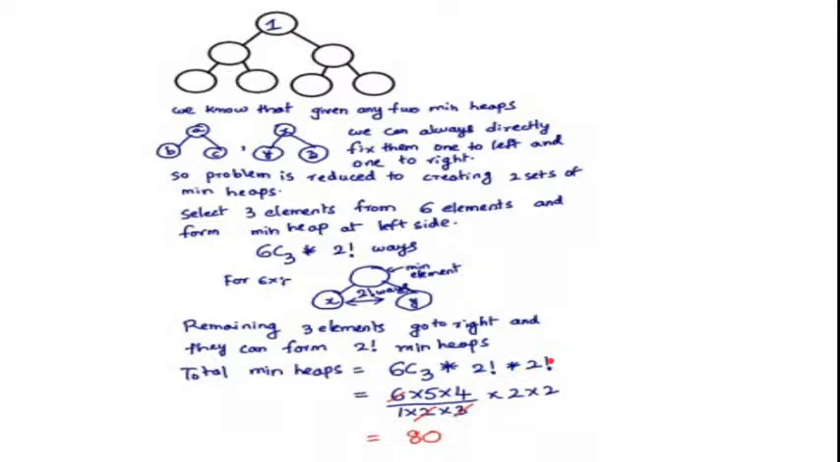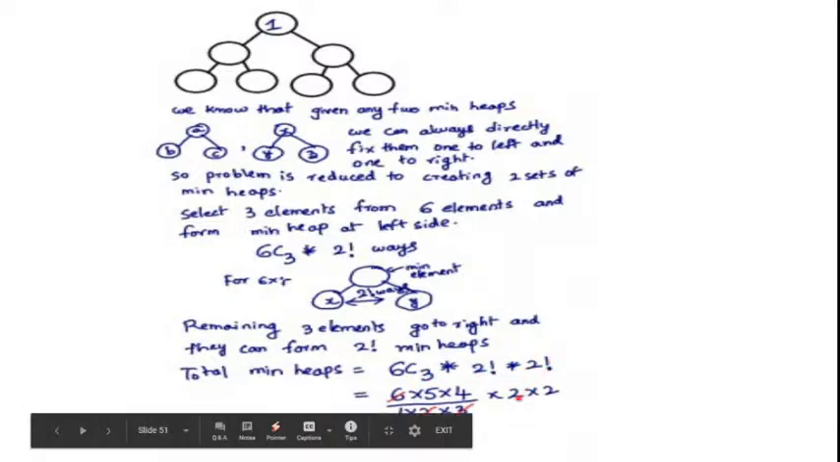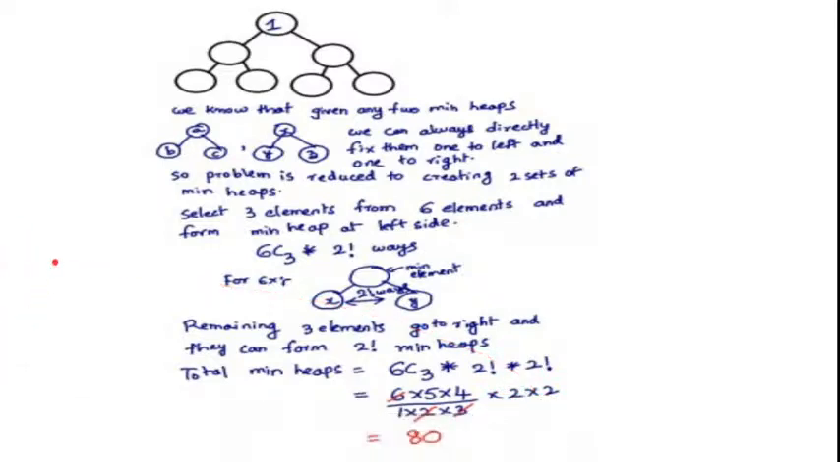So 6 into 5 into 4 divided by 3 into 2 into 1, into 2, into 2. Here we will get 20 into 4, that is 80. 80 is the correct answer.